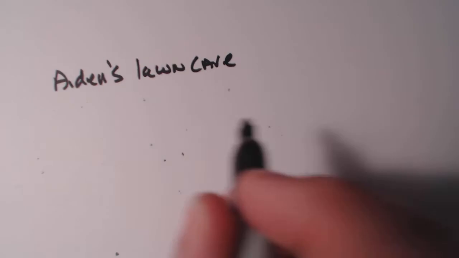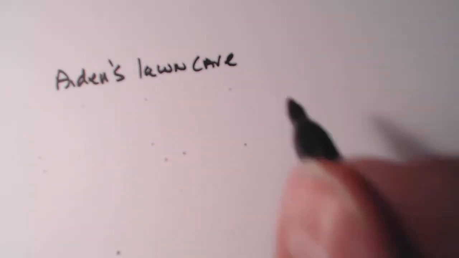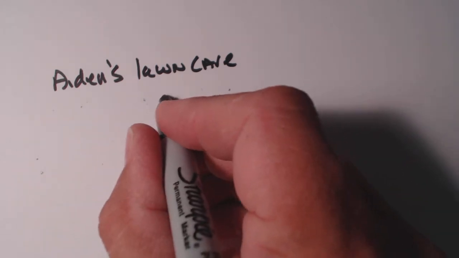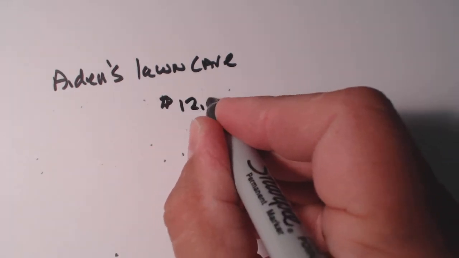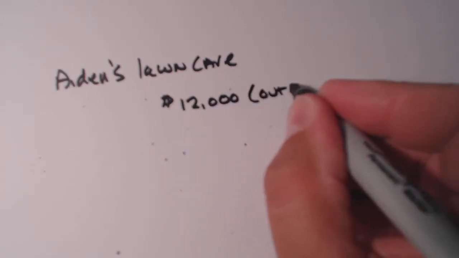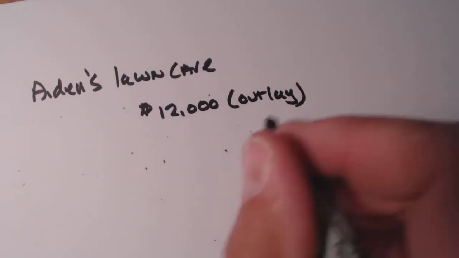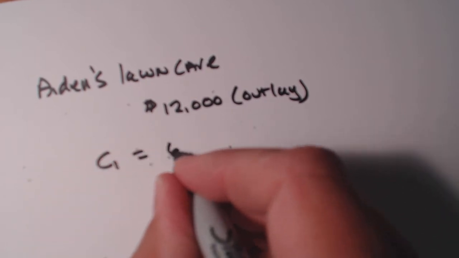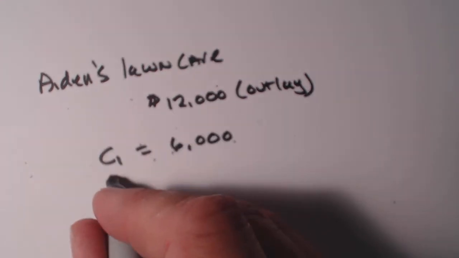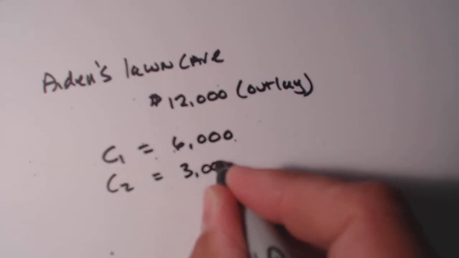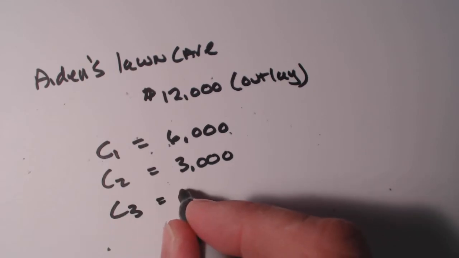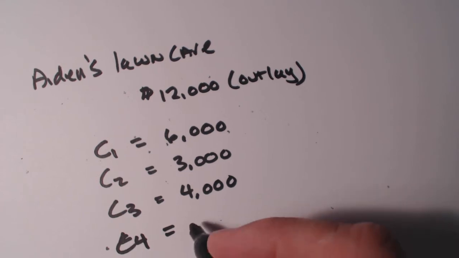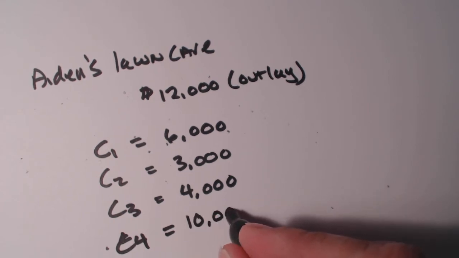Aiden was going to start a lawn care company, and he wants to buy a truck, some mowers, and a plow because he's in New England. It's going to cost him an outlay of $12,000. This is the outlay of initial capital. Then in year 1, or C1, he is going to make $6,000 from his contracts. Then year 2, he'll make $3,000. Year 3, he'll make $4,000. Then in year 4, he is going to make it really big. He is going to start making $10,000.